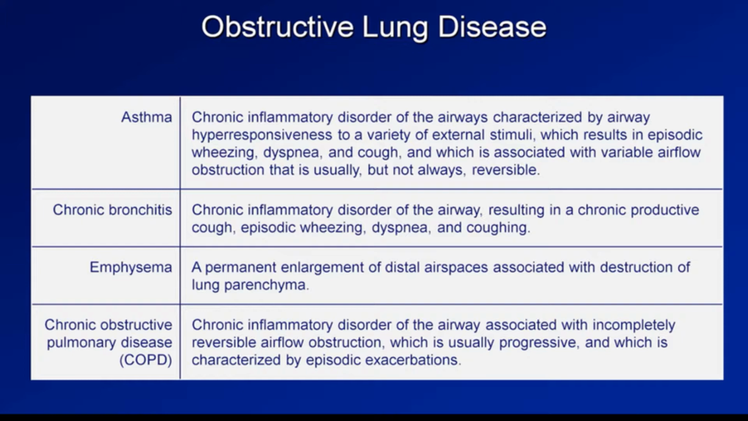It comes in attacks. Attacks of what? Wheezing, dyspnea, and cough. And you can add tightness of chest as well. Which is associated with variable airflow obstruction that is usually, but not always, reversible. The key words here in the definition of asthma are airway hyperresponsiveness, episodes, reversible airway obstruction.